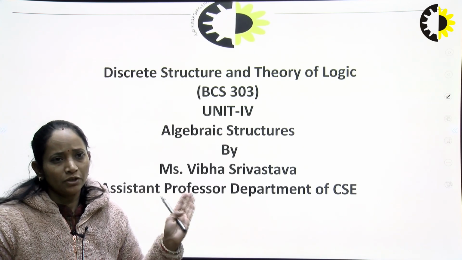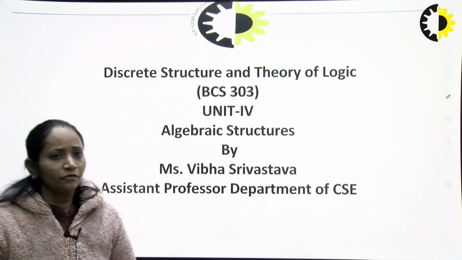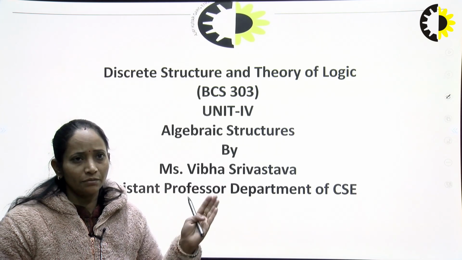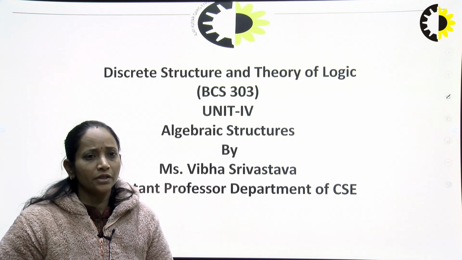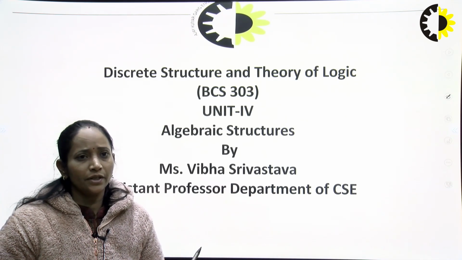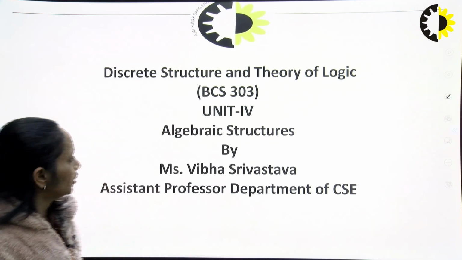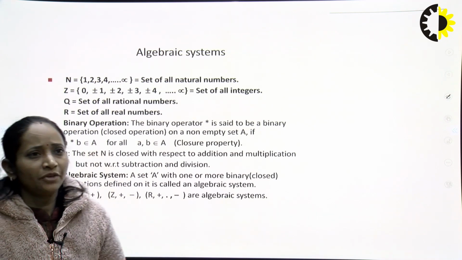The topic for today's lecture is algebraic structure, which is from Unit 4 of the subject DSTL. The code is BCS 303 and it is a subject of the Computer Science and Engineering branch of third semester. So now we start. What is algebraic structure?